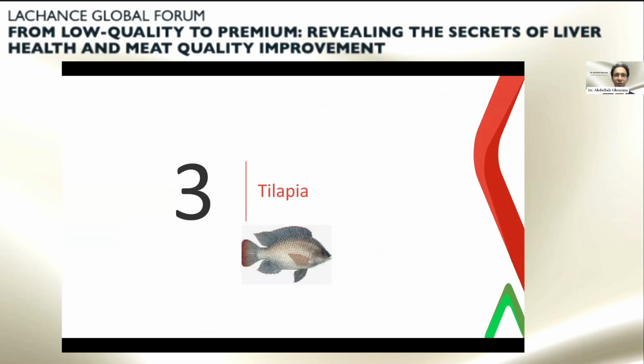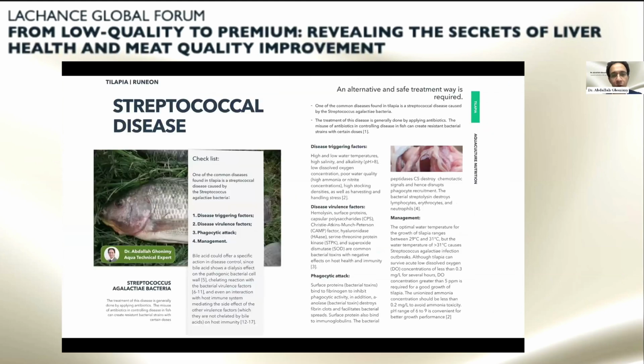For tilapia, we focus here on the streptococcus disease, which is a kind of vibrio, and the bile acid has a specific function related to this bacteria. This bacteria attacks the tilapia and then causes some symptoms, and then they die. This kind of vibrio has some toxins. So the bile acid holds these toxins and makes them have no effect on the tilapia.